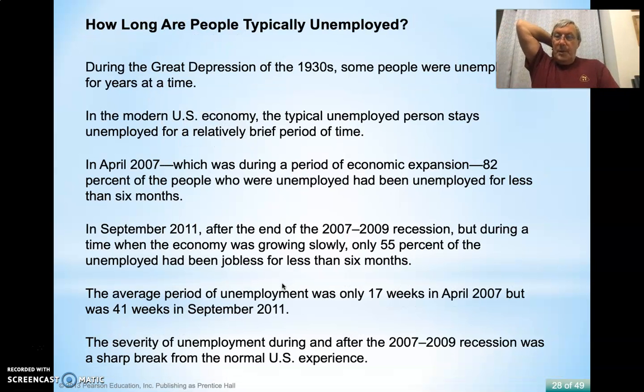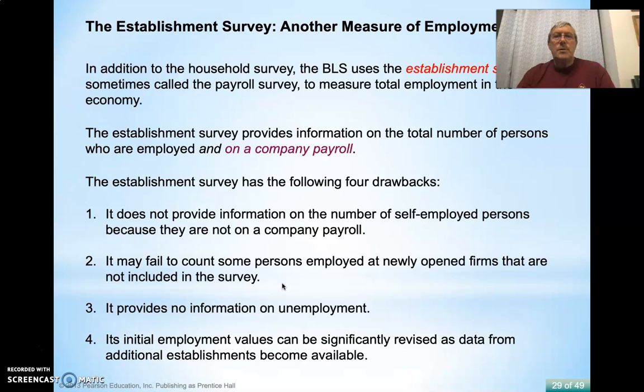So typically, people are unemployed for differing time periods. The Great Depression and the Great Recession of 2008 saw a significant length of time that people were unemployed and/or discouraged. The average period of unemployment in April of 2007 was 17 weeks. That had expanded to 41 weeks in September of 2011. That's a huge jump and may be attributable to changes in unemployment insurance.